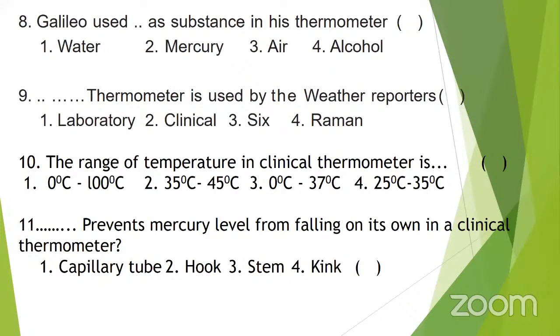Next, the ninth question. What was the answer for the ninth question? The thermometer used by weather reporters. I also showed the figure just now, a Six's maximum and minimum thermometer. Here only Six's is given. Six's thermometer. Okay. The 10th question is the range of temperature in a clinical thermometer, given in degrees Celsius. So what is your answer for the 10th question?